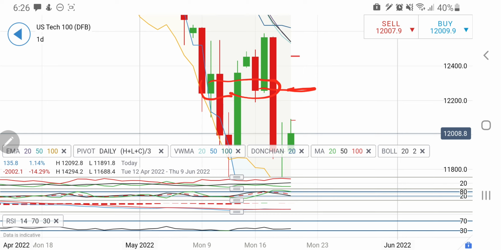On the upside, if it breaks past 12,100, we can see a stronger rise on the upside. So take your positions accordingly. On the upside, the target is 12,150, 12,180 and 12,250 levels. Beyond that, sky is the limit. So take your positions accordingly. Now let's have a look at US30.